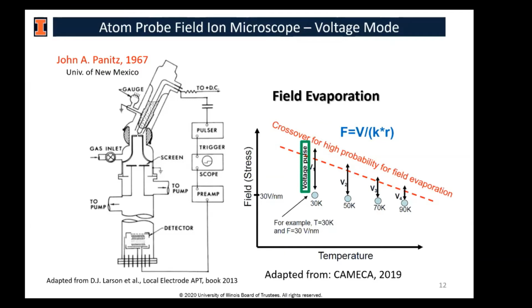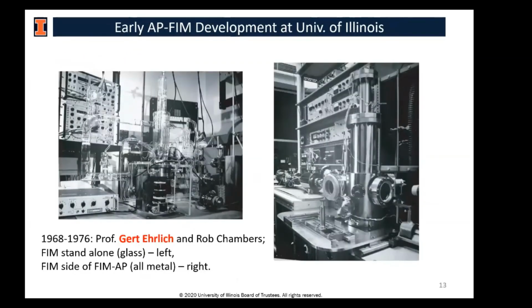So if one changes the temperature from 30, 50, 70, 90 Kelvin, the voltage pulse required for field evaporation would be smaller and smaller, but the resolution would go less and less. So we here at the University of Illinois were very fortunate to have a Professor Gerd Ehrlich, who came from General Electric in 1968. He was also working, like Müller, with field ion microscopy.